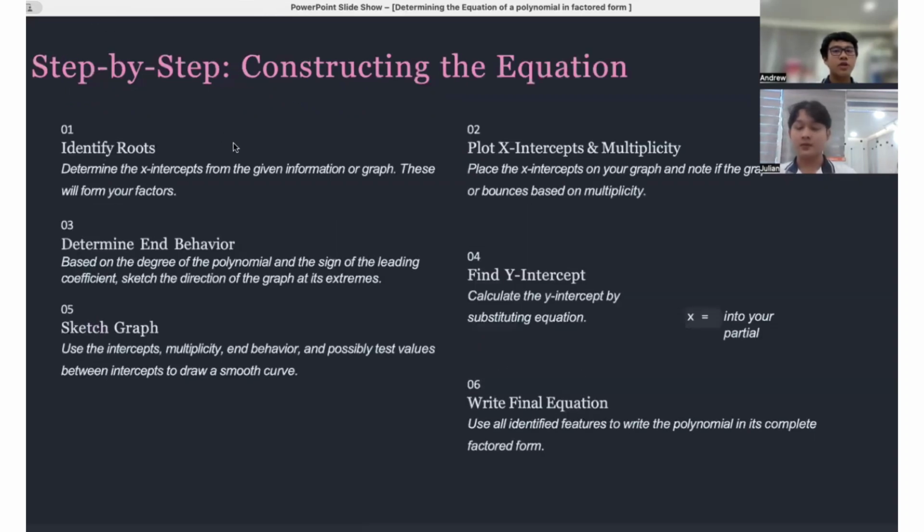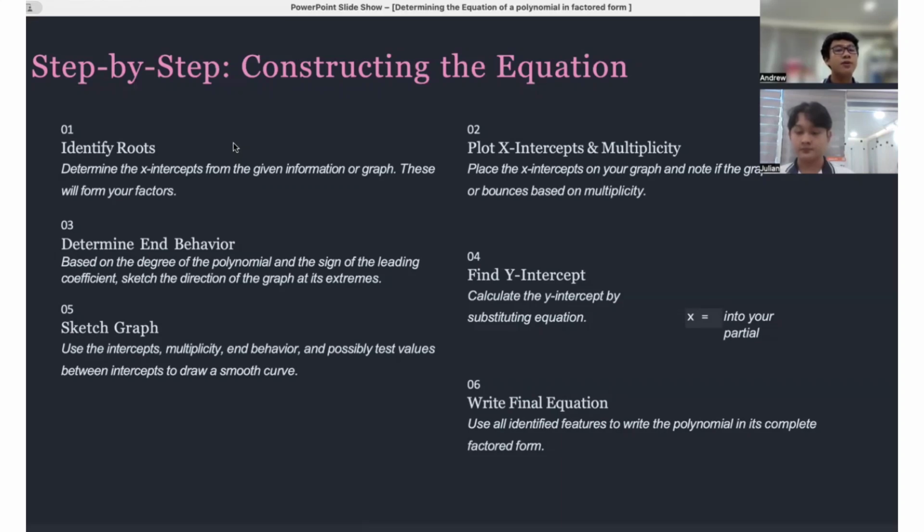So thank you so much, Julian, for the contribution. My name is Andrew, and starting from now, I will continue the rest of our presentation. I will start with constructing the equation. To construct the equation, we have to identify the roots, plot x-intercepts and multiplicity, and determine end behavior, and then we have to find the y-intercept, and we can sketch the graph and write our final equation.